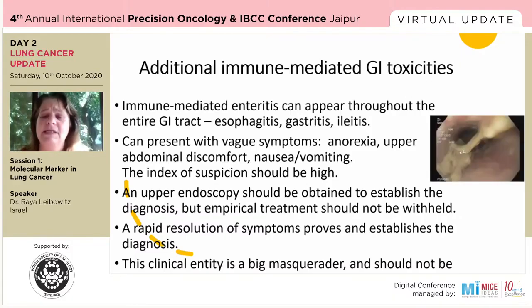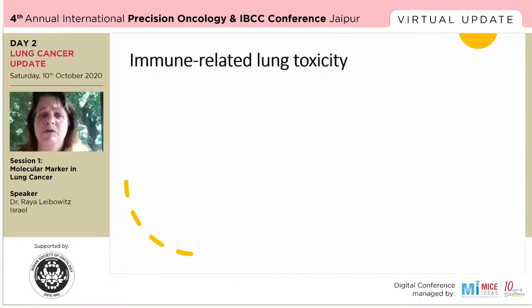On the right, you can see a patient of mine who presented with anorexia and food aversion, and it was very weird, and we didn't really know. And he was started on steroids. I couldn't even call it by name. And this is his upper endoscopy. This is his esophagus. He had a very significant inflammation, which was not candida or viral inflammation. It was just an immune-mediated esophagitis, if you will. And he responded to steroids, and his IO treatment was resumed.